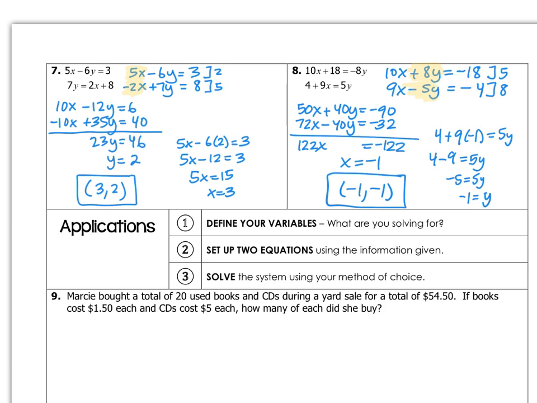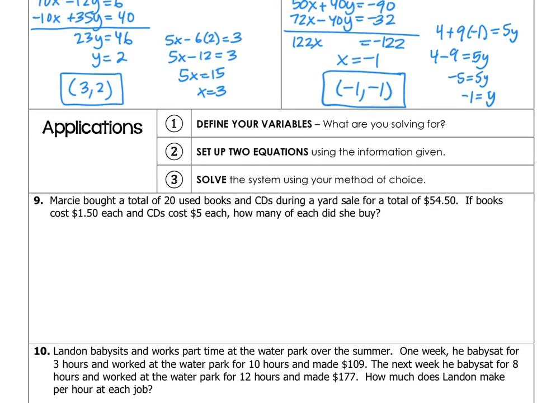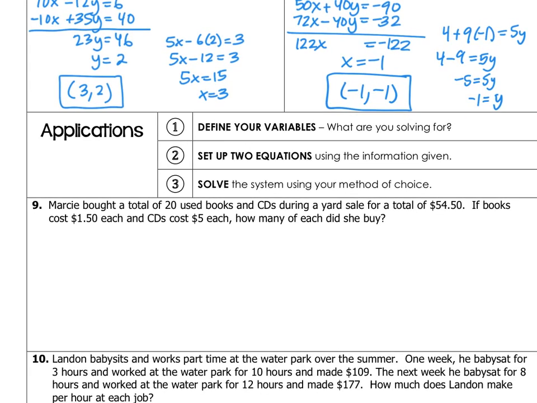So let's look at the hard ones, right? The word problems. First thing you want to do is define your variables. Like, what are you looking for? Give them a letter. Then you set up your equations and then solve it any way you want. It really doesn't matter if you want to use elimination, substitution. I don't really care. Any of them will work. You can graph it if you feel like it. I don't think you will. Most people don't.